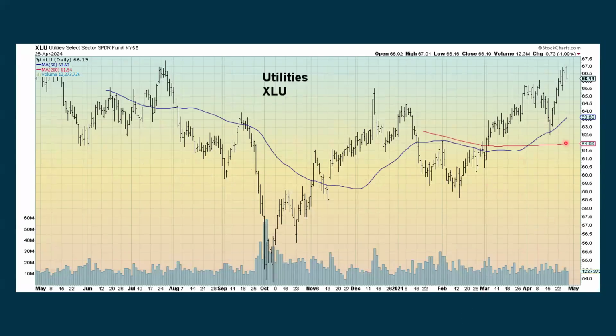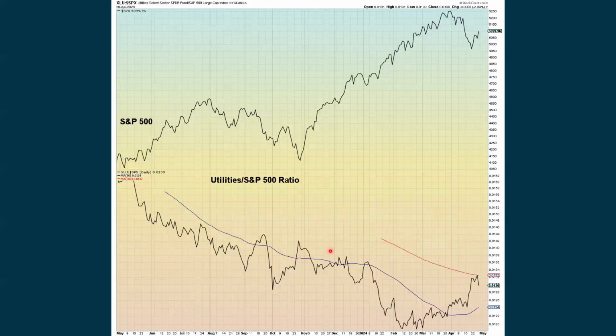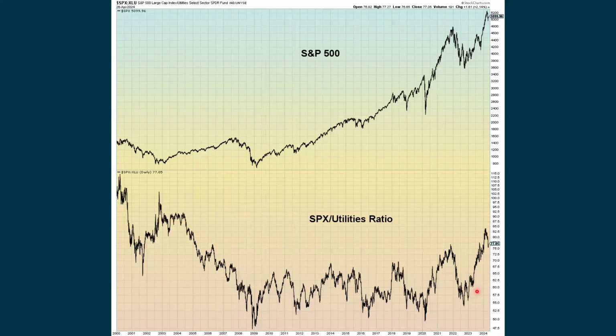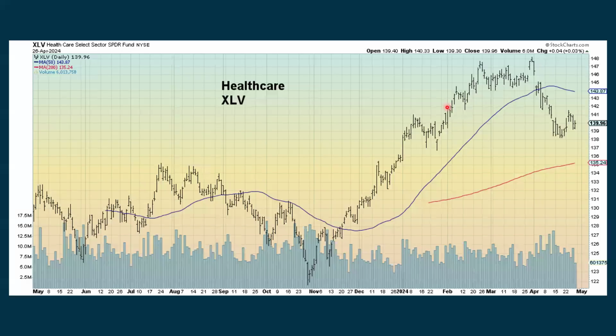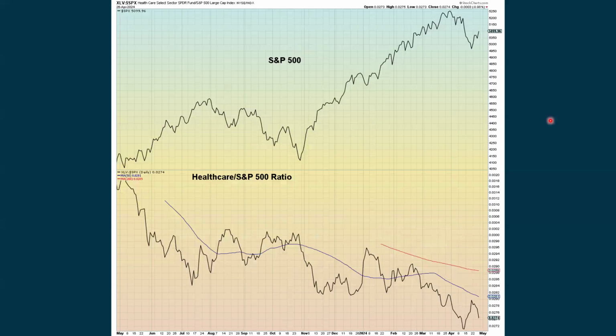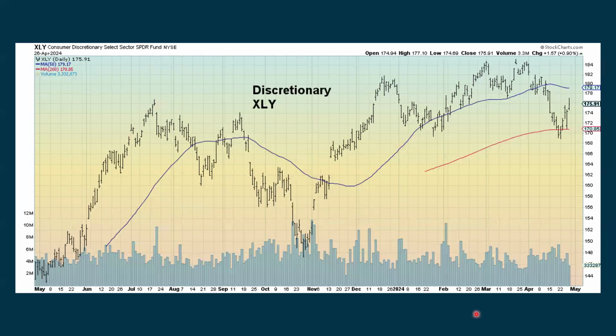Utilities are in an uptrend when you look at them by themselves, but when you compare them to the S&P, we did come back up to the 200-day moving average with this ratio, but now we're starting to bounce back down. And then we look at another ratio, the S&P to utilities. When this is going up, typically the S&P is going up. When this is going down, typically the S&P is going down. Healthcare, another defensive area, is still in an uptrend, even though it's been falling below its 50-day moving average. But when we compare it to the S&P 500, it continues to really underperform.